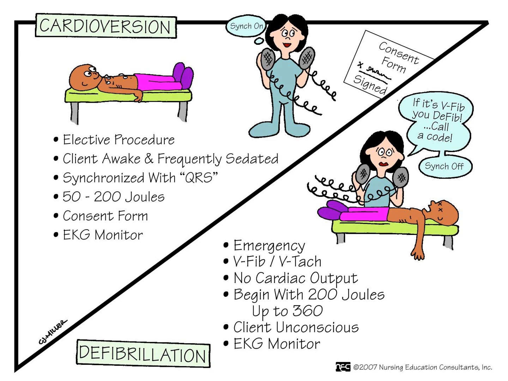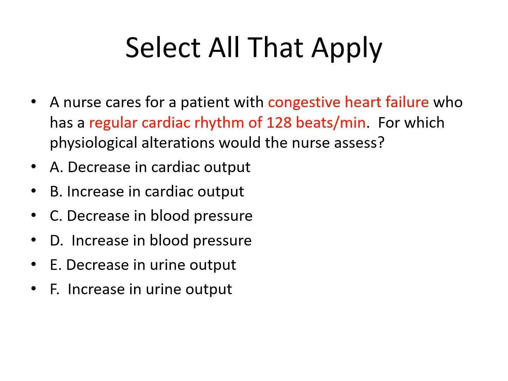Okay, so I like that slide. It's very good at summarizing the big differences between the two, which can sometimes be confusing. Now I have some questions for you. Let's do a little bit of select all that apply. A nurse cares for a patient with congestive heart failure. I've highlighted it in red so you can pay attention to those important words in the question. Who has a regular cardiac rhythm of 128 beats per minute? For which physiological alterations would the nurse assess?